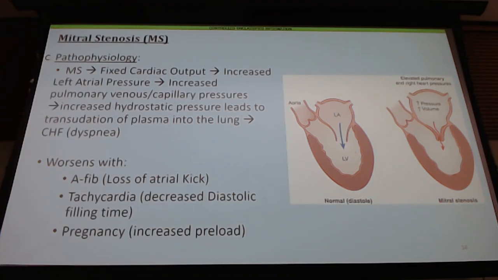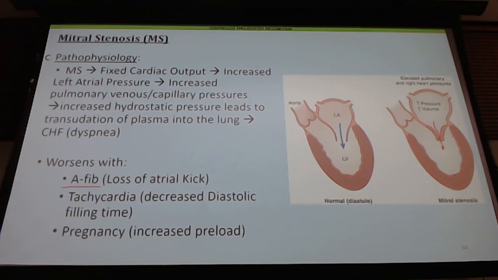Now, some conditions might actually make this condition worse. This patient develops AFib. Now I'm losing my atrial kick, which is the thing that generates the highest pressure within the atria. So if I lose that, now I'm having even less blood leaving the atria going into the ventricle, which means now it's going to back up into the lungs even more.